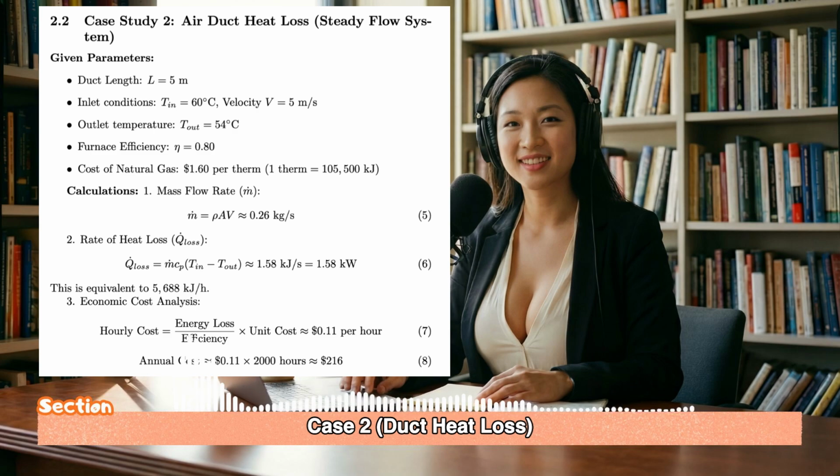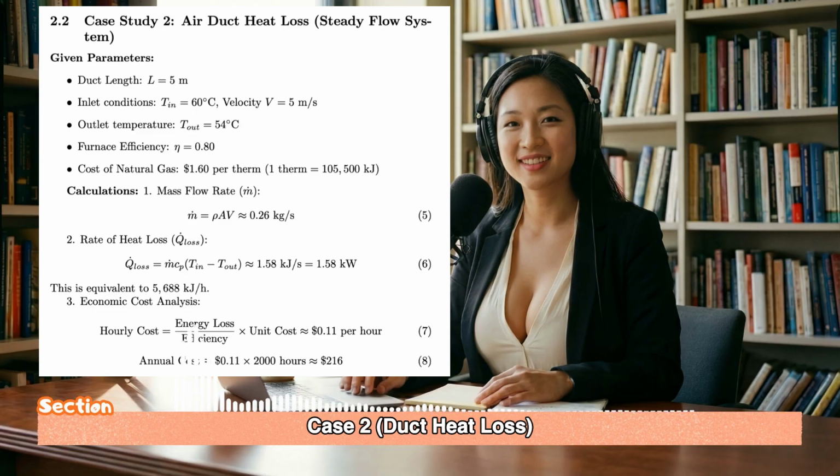And a therm is a huge unit of energy, right? It is 105,500 kilojoules. So that energy loss rate is costing the homeowner almost 11 cents every single hour the furnace runs. A little over 10 cents an hour doesn't sound like a lot. It doesn't. But if we assume a typical heating season of 2,000 hours, you're talking about an annual heat loss cost of approximately $216. And that $216 is money that is just gone.